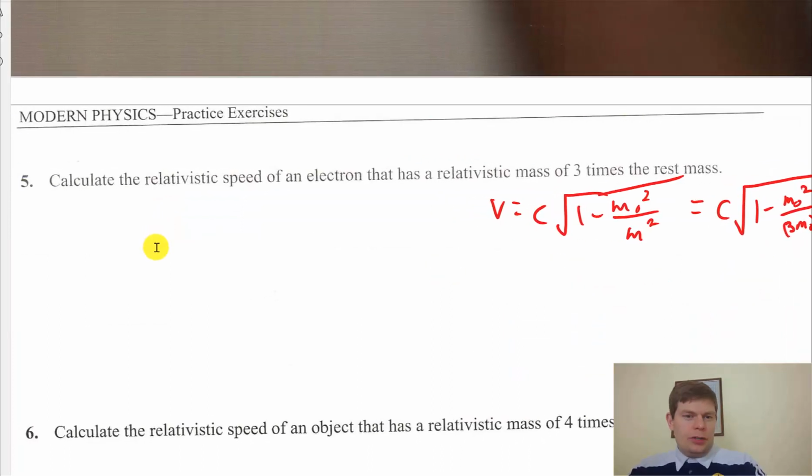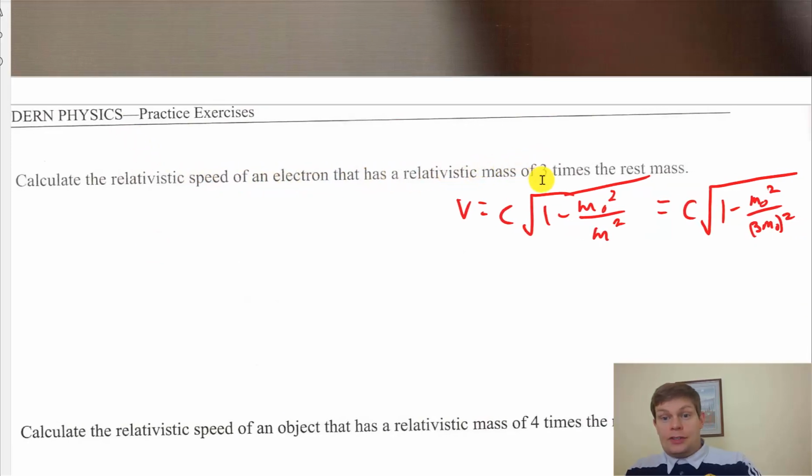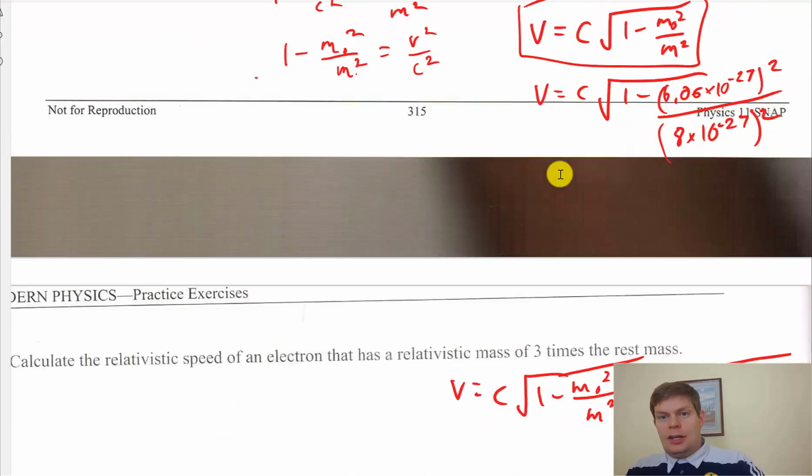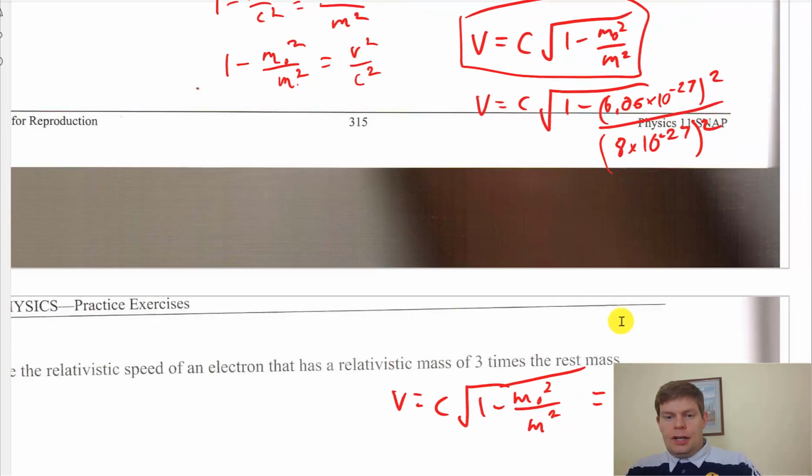This one I thought might throw you, so I figured I'd go over it. So you want to know the relativistic speed of an electron that has a relativistic mass 3 times the rest mass. So we start with the same formula we figured out right here. And the relativistic mass is just the rest mass times 3. All of those get squared. All your m naught squareds cancel out, and you've got 1 minus 1 over 9, because 3 squared is 9. So it's whatever the square root of 8/9 is times c. So that's fast, by the way.